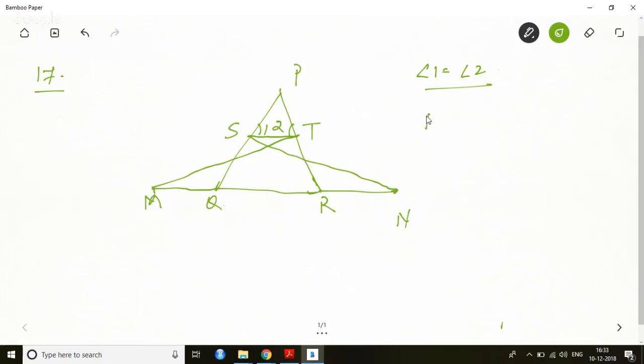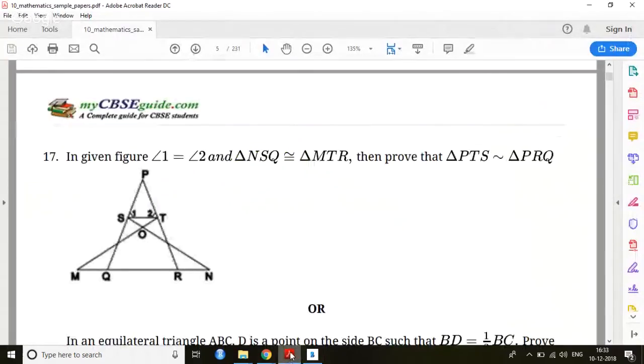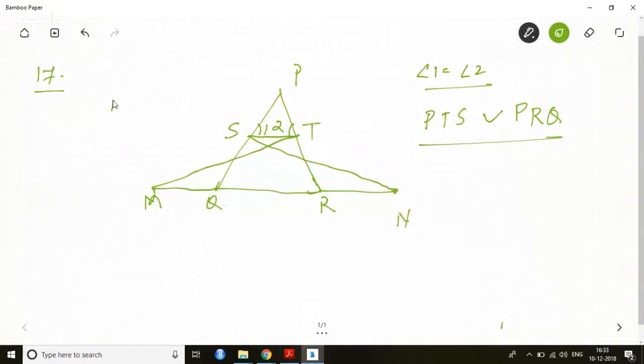So I have to prove that PTS is similar to PRQ, and I have been given that NSQ is congruent to MTR. Okay.